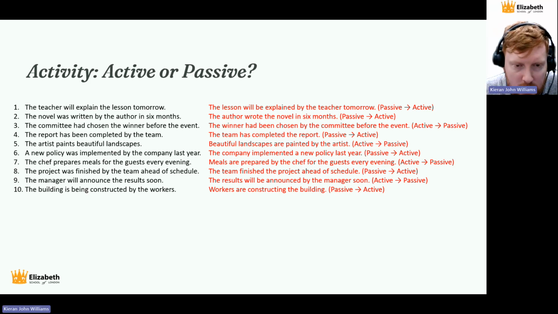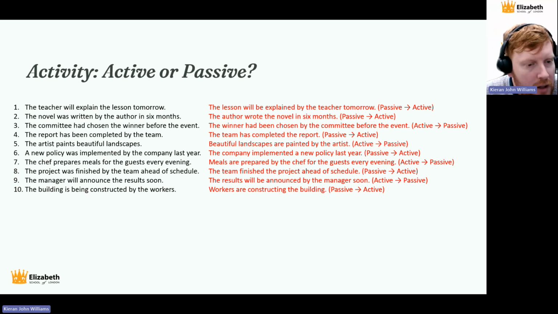Meals are prepared by the chef for the guests every evening. So you've gone from active to passive. Next one, the team finished the project ahead of schedule. So from passive to active there. On to the next one, the original was active. You've changed it to passive, so it should be the results will be announced by the manager soon.